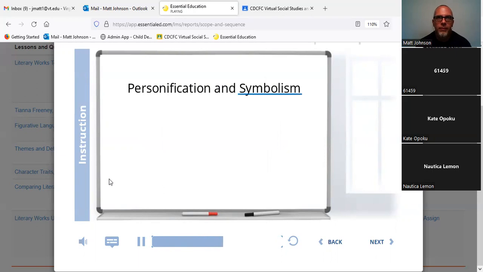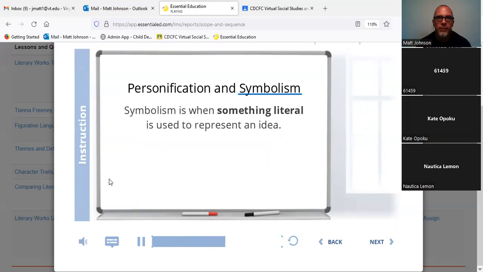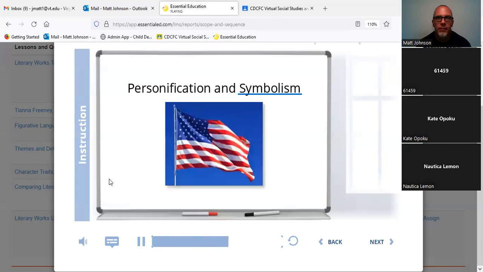Symbolism works in a similar way. Symbolism is when something literal is used to represent an idea. Here's a symbol you should recognize. Without symbolism, this is just a flag, but we know this is our flag. This is Old Glory, the stars and stripes, the bars and stars. To Americans, the American flag represents freedom, justice, and strength. If space aliens came to Earth, though, they might think this was some kind of tablecloth or something. Symbolism only works if you can see what's being symbolized.